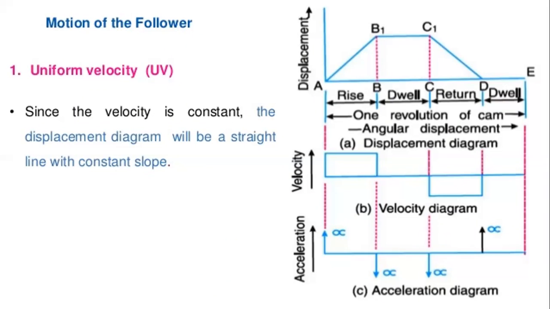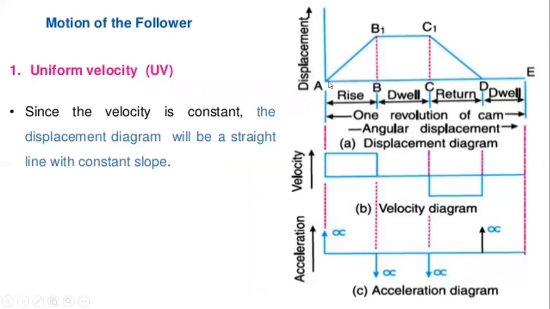So in the uniform velocity, since the velocity is constant, the displacement diagram will be a straight line with constant slope. సో యూనిఫామ్ వెలాసిటీలో మొత్తం లైన్స్ కూడా మనం స్ట్రైట్ లైన్స్ గానే తీసుకోవాలి, ఎందుకంటే యూనిఫామ్ వెలాసిటీ అన్నారు కదా. సో దట్ ఈస్ ఇన్ ది స్ట్రైట్ లైన్ మోషన్. సో యూనిఫామ్ వెలాసిటీ అన్నారు కాబట్టి అన్ని కూడా స్ట్రైట్ లైన్స్ వస్తాయి, కానీ స్లోప్ ఉన్నా కూడా స్లోప్ కూడా మనకి స్ట్రైట్ లైన్.